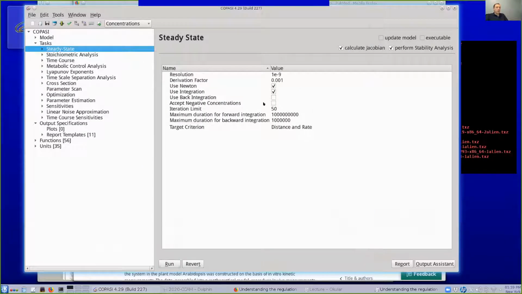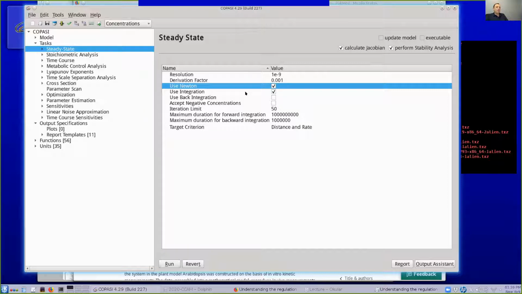So here in steady state, you have some parameters for the solution, which you may or may not ignore. By and large, you can ignore them. I'm just going to point out this entry here says I'm going to use the Newton method. Now, one thing you need to know about the Newton method is that it converges quadratically, but it doesn't always converge. So it sometimes fails.